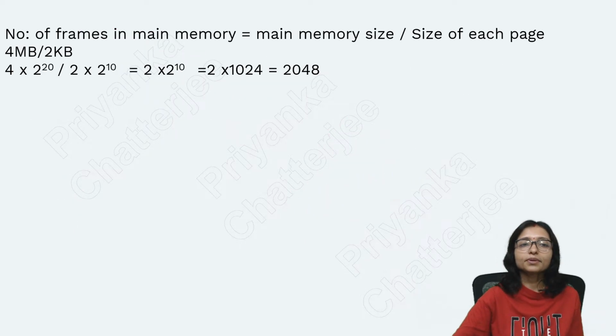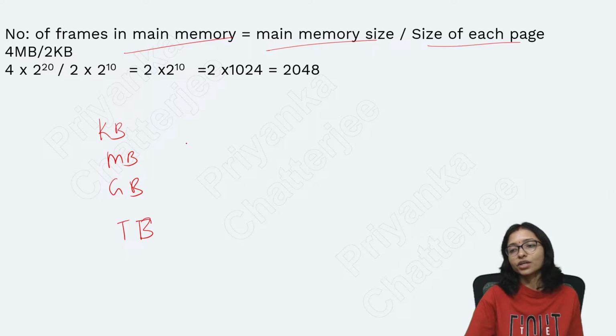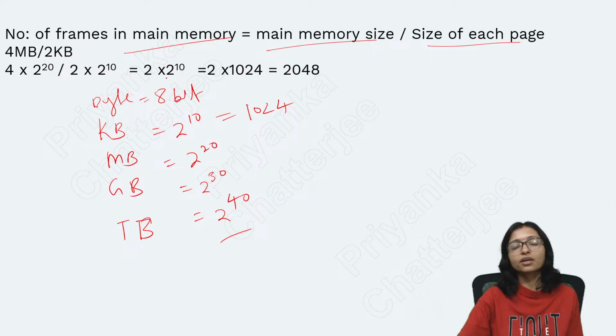Yes, this is very simple, because here we calculate the number of frames: main memory size divided by size of the page. Most important here is the KB, MB, GB and TB calculation. First of all, a byte means 8 bits, KB means 2 to the power 10, MB means 2 to the power 20, GB means 2 to the power 30, and TB means 2 to the power 40. This is most important. And 2 to the power 10 means 1024.